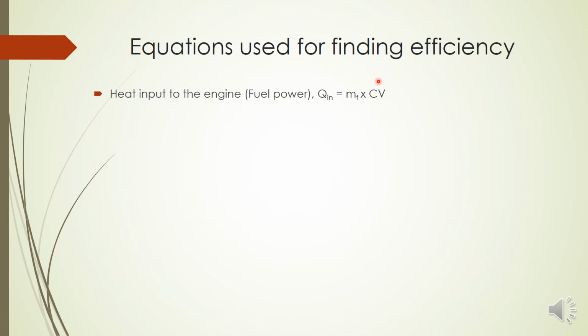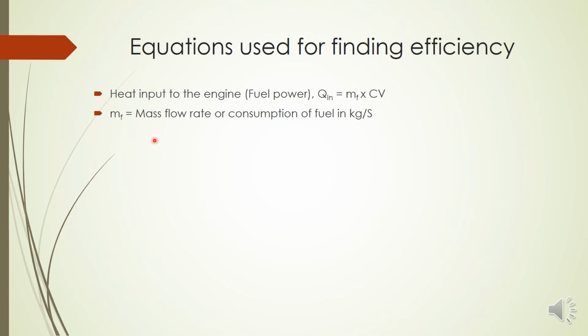For example, for petrol it is 42.5 kilojoule per kilogram. That means if you burn 1 kilogram of petrol, it can produce 42.5 kilojoule of energy. So that is the meaning of calorific value. It is a standard value given for different fuels.